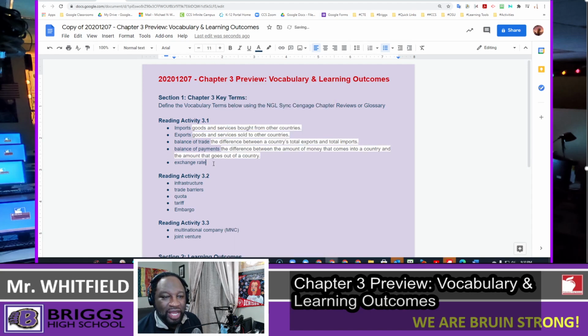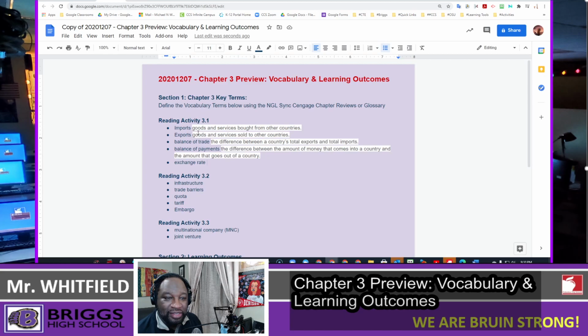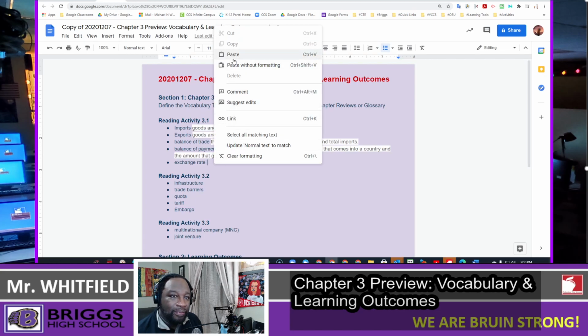And then the exchange rate is the last thing. Click on that. Exchange rate is the value of a currency in one country compared with the value of another. So how does one country's money compare to another country's? Paste that. So that covers 3.1.